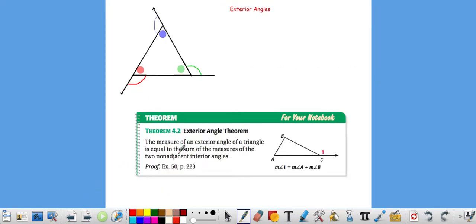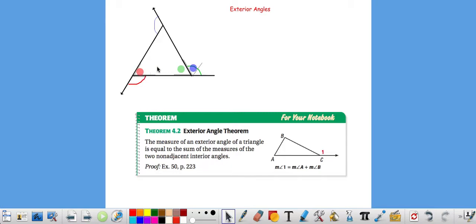So the first one is the exterior angle theorem. It says the measure of an exterior angle of a triangle is equal to the sum of the measures of the two non-adjacent interior angles. Well, what the heck does that mean? What that means is one of these angles on the outside, let's take this green angle over here. That green angle is equal to the sum of this interior blue and red angle, basically the angles it's not touching. So for a little visual demonstration, we could take this blue angle. Maybe I won't have this perfect. I'll try. Blue angle plus the red angle, and that gets you that outside angle.